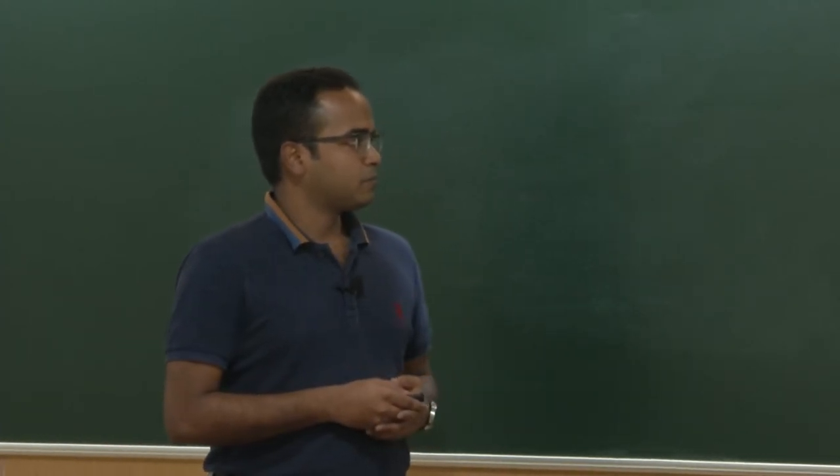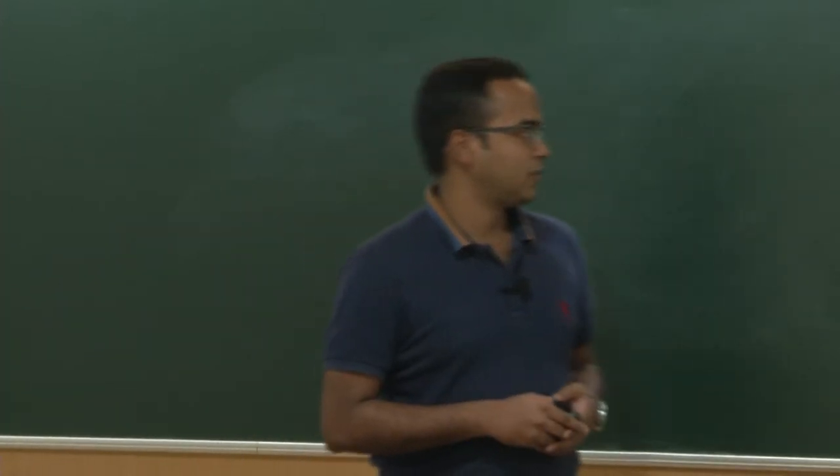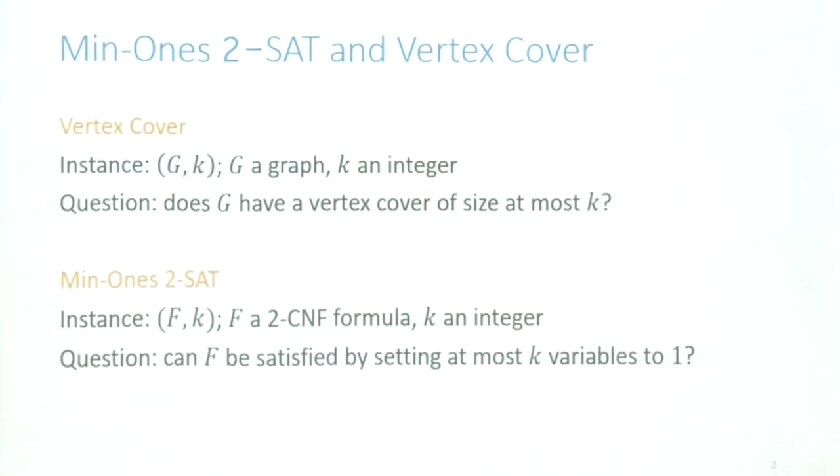What you can do now is consider a generalization of this problem as a satisfiability problem. When you do that, what you get is min-1's 2-SAT, and a min-1's 2-SAT instance is just a 2-CNF formula, and what you want to do is set the minimum number of variables to 1 to satisfy the formula. It generalizes vertex cover. We'll look at this problem in a specific model that is a generalization of the standard streaming model.